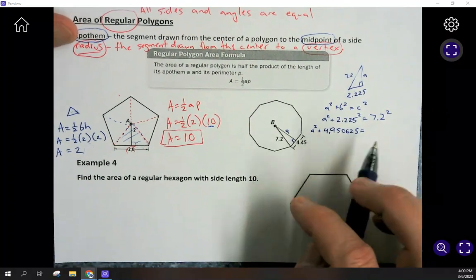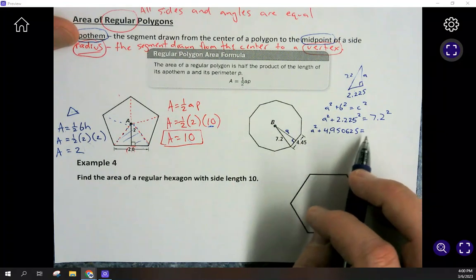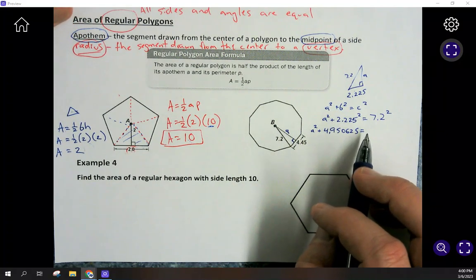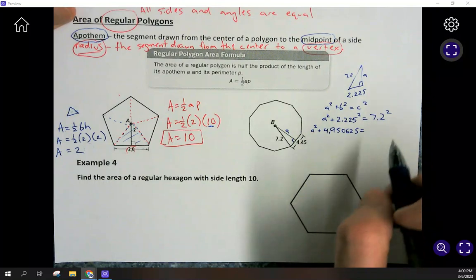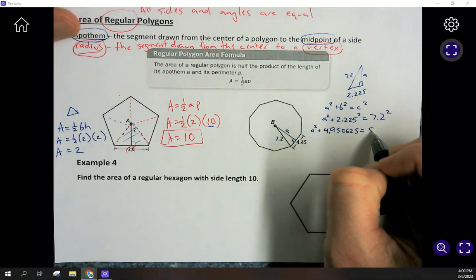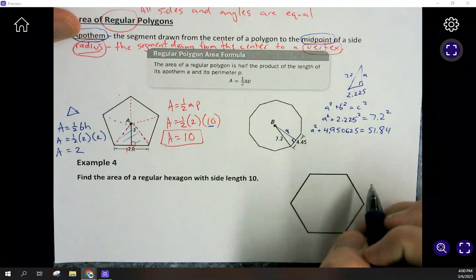And I'm not going to give you a problem where you have to do this. I wish I would have looked ahead when I made the notes, but we'll deal with the decimals. It's not like you'll never have to do this in your life. Sometimes you got to deal with nasty decimals. 7.2 squared is 51.84.